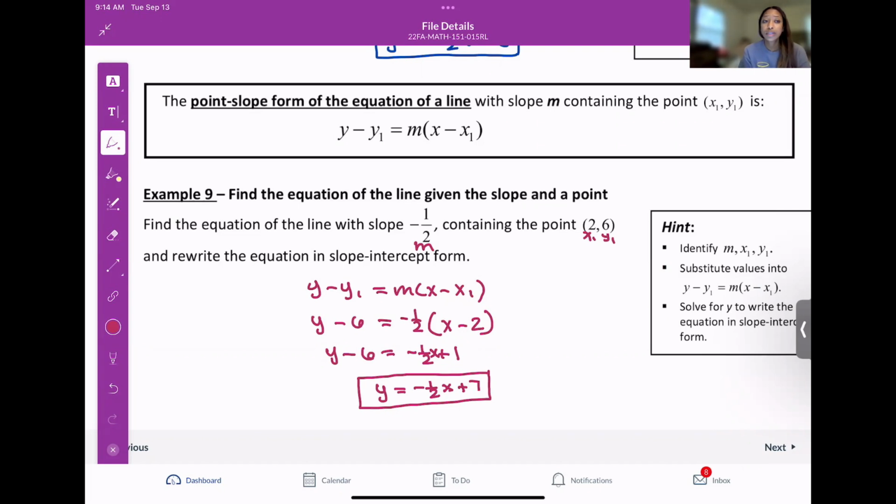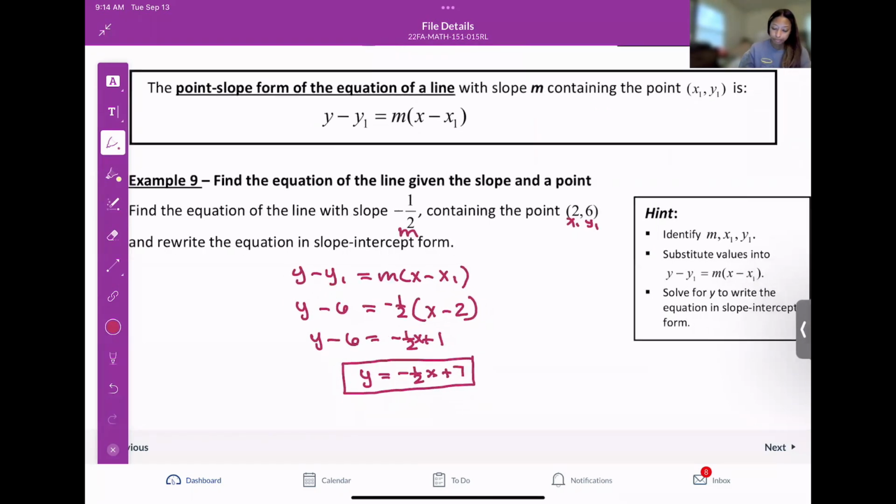So again, you use this when you're given a point on the line and the slope of the line. Plug in the slope that you're given, plug in the x and y from the point for x1 and y1, and then solve for y, and you'll have the slope-intercept form.